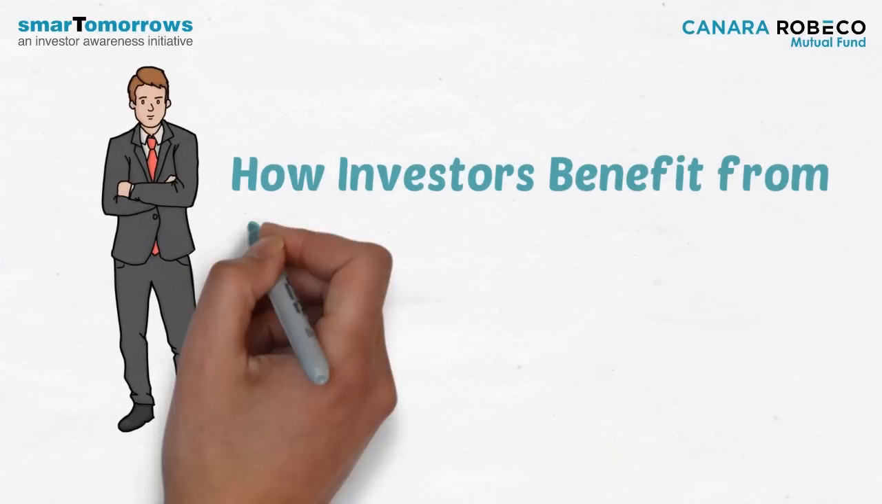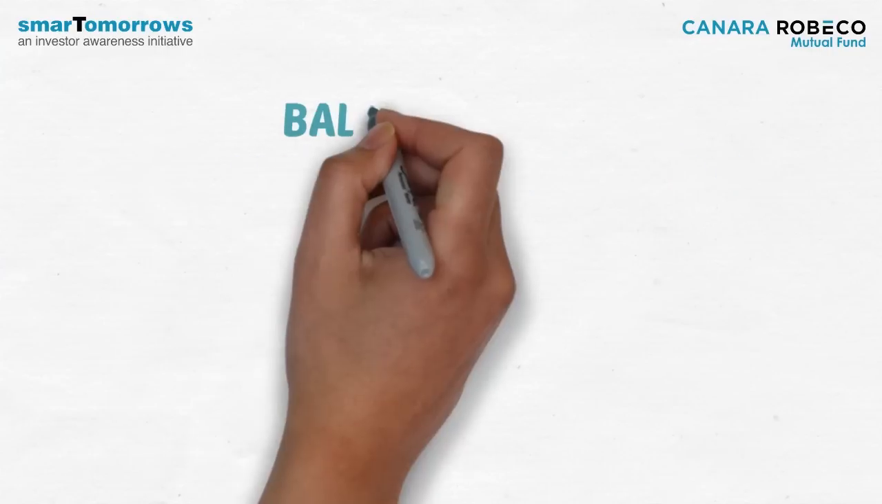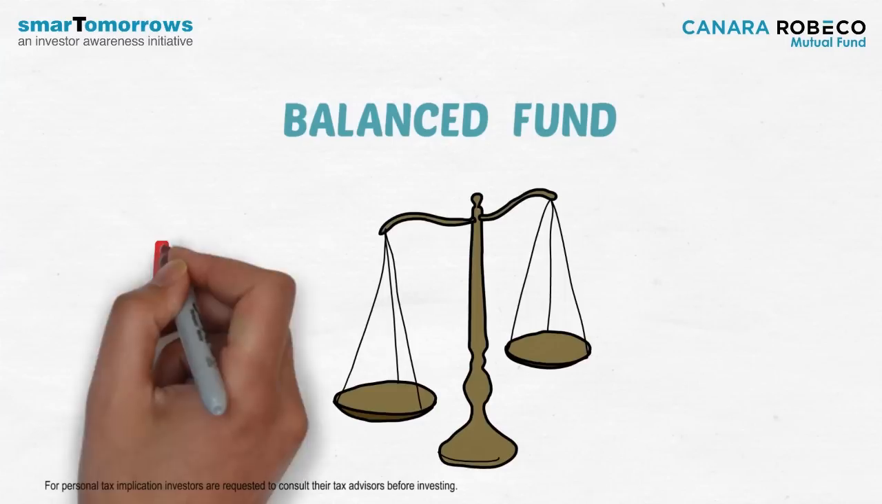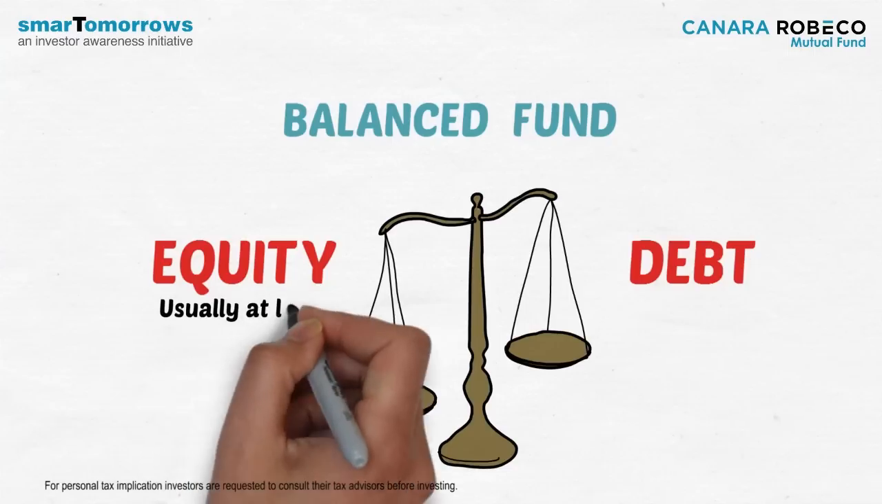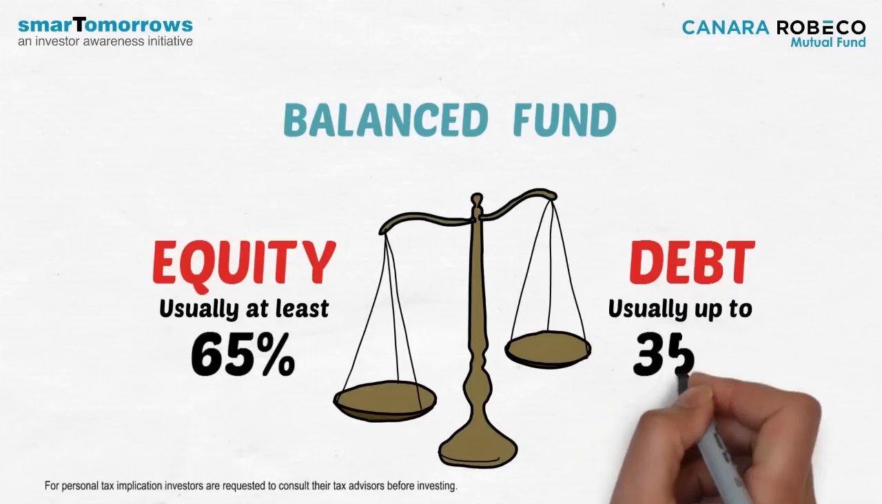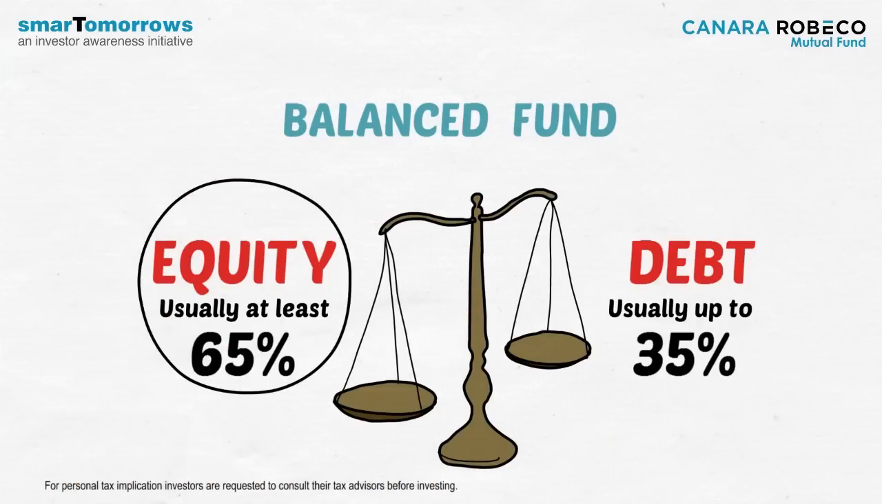How investors benefit from the rebalancing feature of a balanced fund. A balanced fund is a portfolio which has exposure to the two primary asset classes, equity and debt. The equity allocation is at least 65% so that the investor gets the benefit of equity tax treatment, and the capital gains from funds held for over 12 months is tax-free.